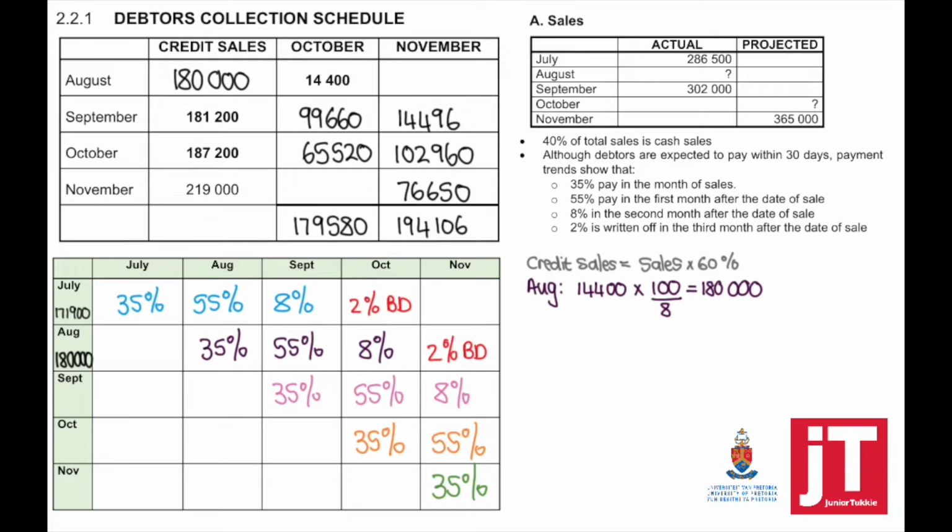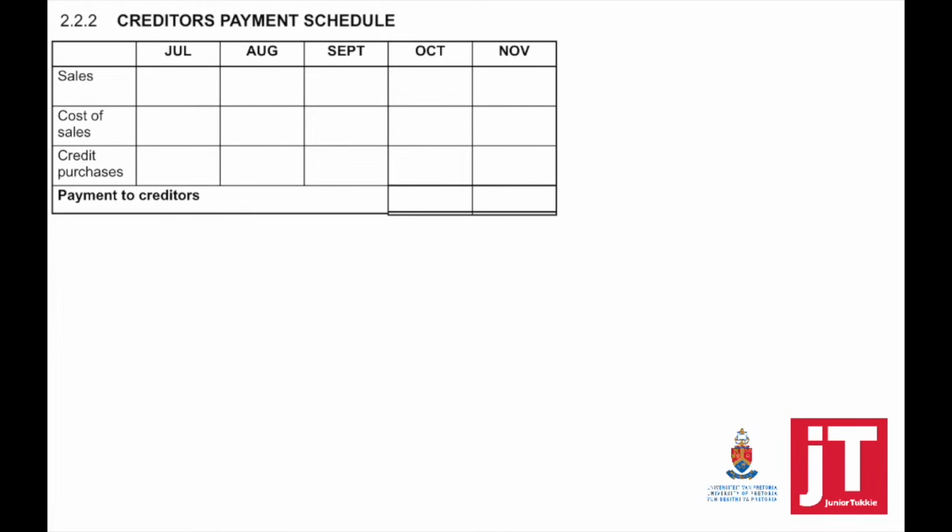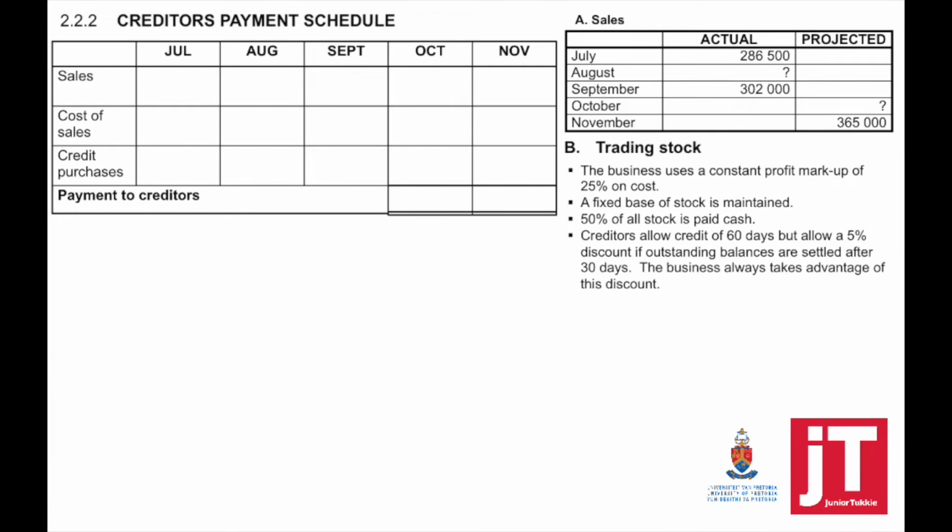My creditors payment schedule. This is what was given on the answer booklet. So on the answer booklet, they want you to calculate the sales, the cost of sales, the credit purchases, and then to find out the payment to the creditors.